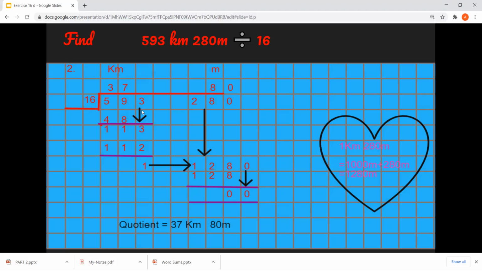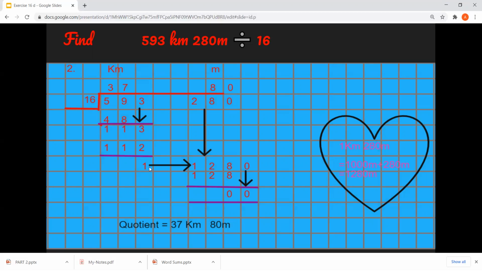So we will carry the 3 down because this 11 is smaller than 16. This number should be more than the divisor. So now when we carry 3 down, it becomes 113. Now say the table of 16, we know that 16 sevens is 112. Now subtract 112 from 113, we will get 1. 1 is the remainder. And in the kilometer, there is no next number.